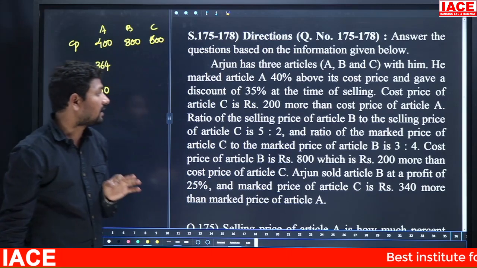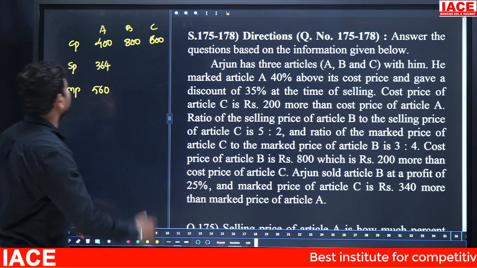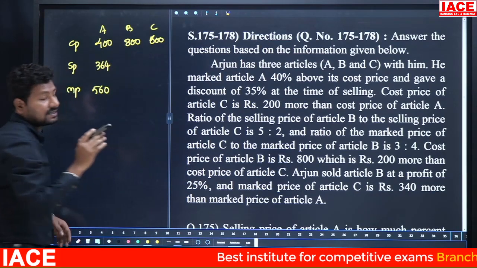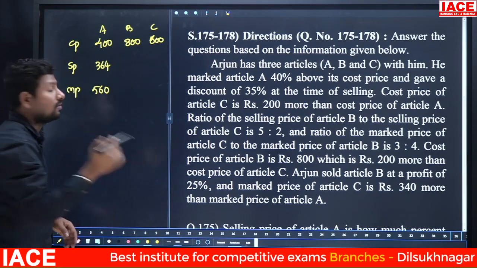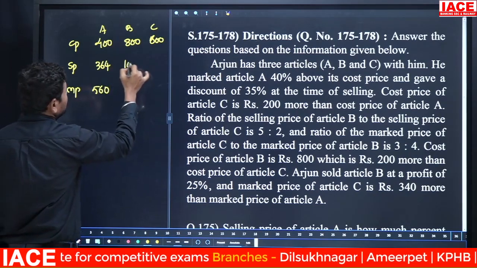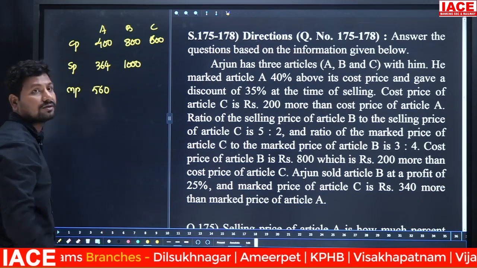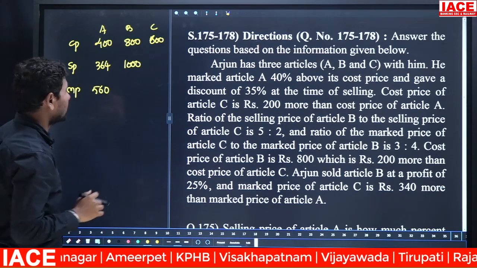Arjun sold article B at a profit of 25%. In 800, 25% value is how much? 200. 200 is added, means the product is how much rupees? 1000 rupees. The product is 1000 rupees.